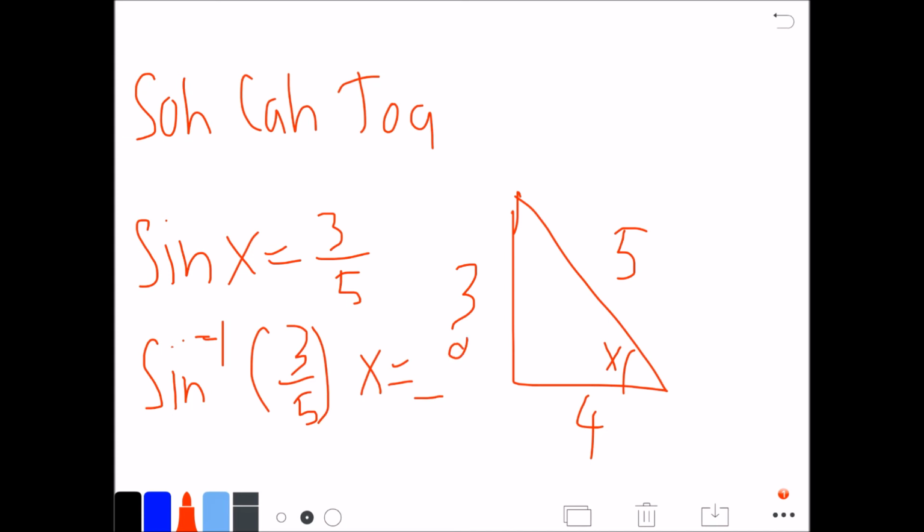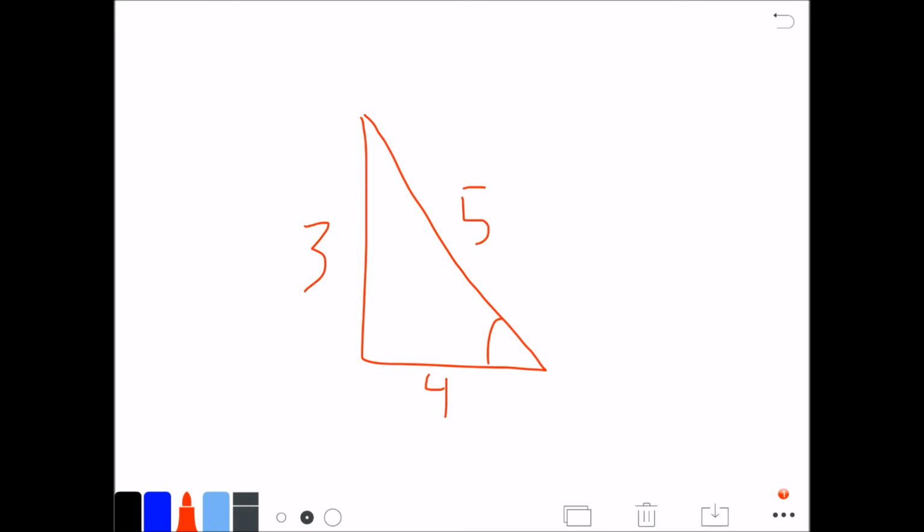So what if I wanted to do this for cosine? Like if I had here, let's do 3, 4, 5 again for simplicity. So how would I do the inverse cosine? Oh, oops, that's x. So cosine of angle x. Well, how to find the angle x, I mean. So the ratio of cosine of angle x is 4/5.